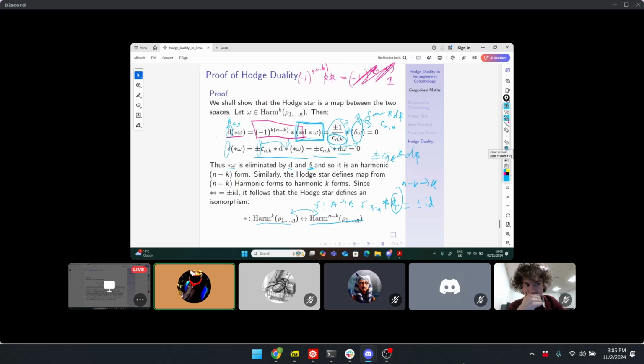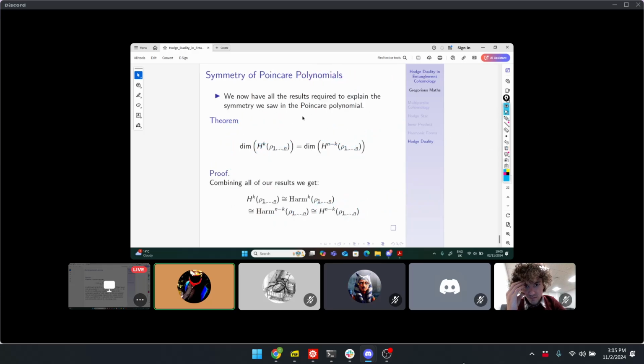And so now all we need to do is combine this into a sentence. And we've proven our duality, which we wanted to prove. And that is the following. The dimension of the kth cohomology of some density matrix on an n-partite space is the same as the dimension of the n minus kth cohomology. And all we need to do is just combine everything.